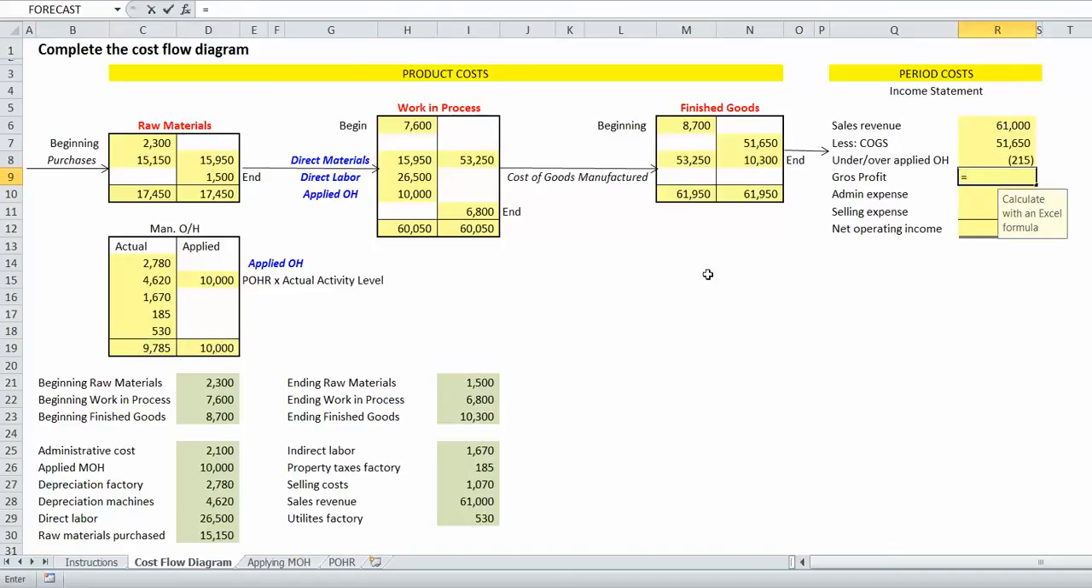Our gross profit then is simply sales minus our cost of goods sold minus our adjustment. Our net operating income then is our gross profit minus our admin expense minus our selling expense. Our gross profit is $6,395.